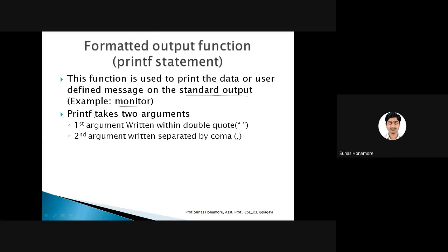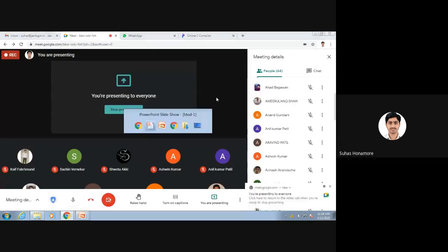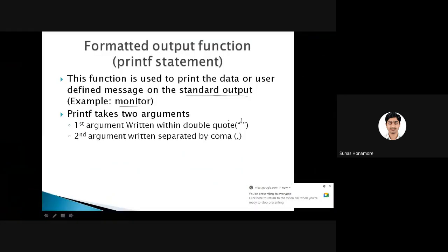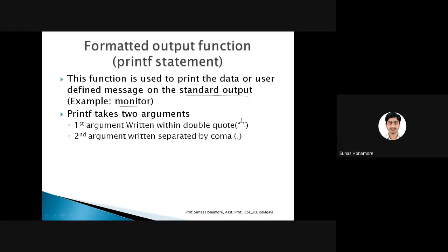Then, the printf statement actually takes two arguments. The first argument we normally write inside double quotes. Here we write some information; we'll study what all goes there. Then the second argument is separated by commas, and that is the variable list. Whatever variable values you want to display, you write them separated by commas. That second argument is listed there.